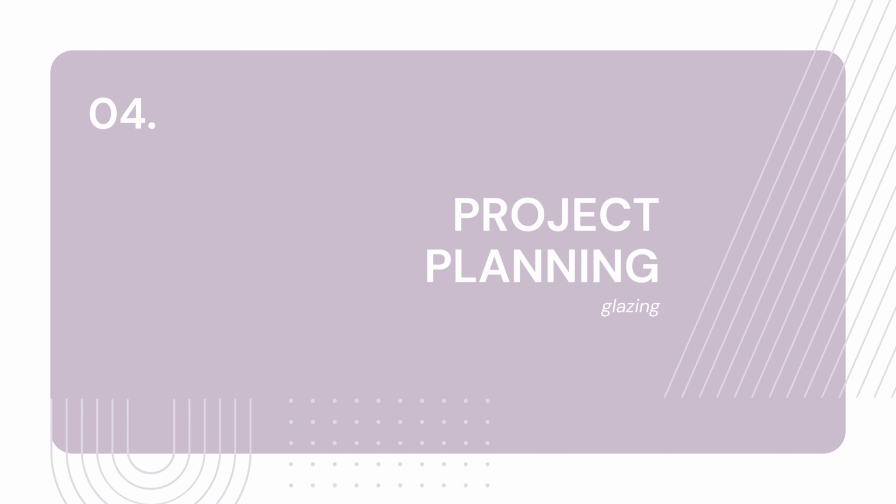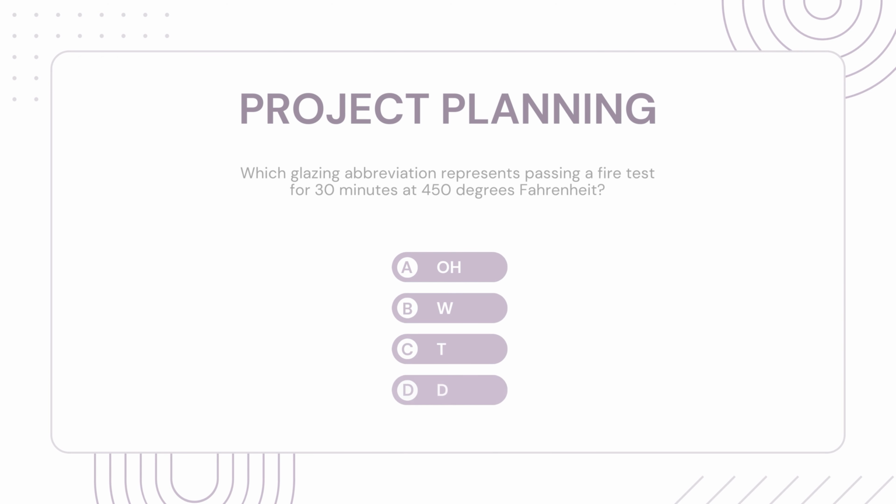Next up is project planning. Which glazing abbreviation represents passing a fire test for 30 minutes at 450 degrees Fahrenheit? OH, W, T, or D? Pause here to answer. And the answer is T.